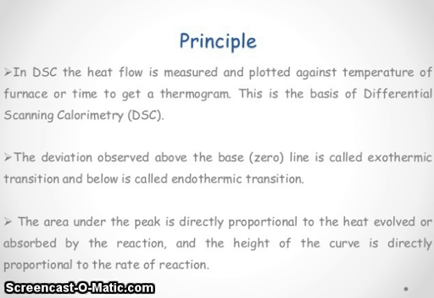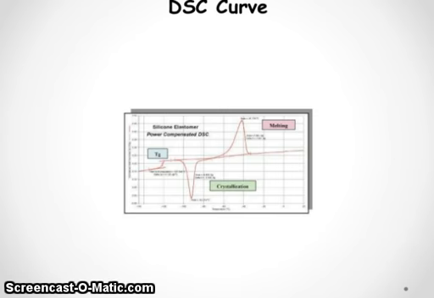What is the principle? In DSC, the heat flow is measured and plotted against temperature of furnace or time to get a thermogram. This is the basis of differential scanning calorimetry. The deviation observed above the base zero line is called exothermic transition and below is called endothermic transition. The area under the peak is directly proportional to the heat evolved or absorbed by the reaction, and the height of the curve is directly proportional to the rate of reaction. Now this is the pictorial diagram of the DSC curve.